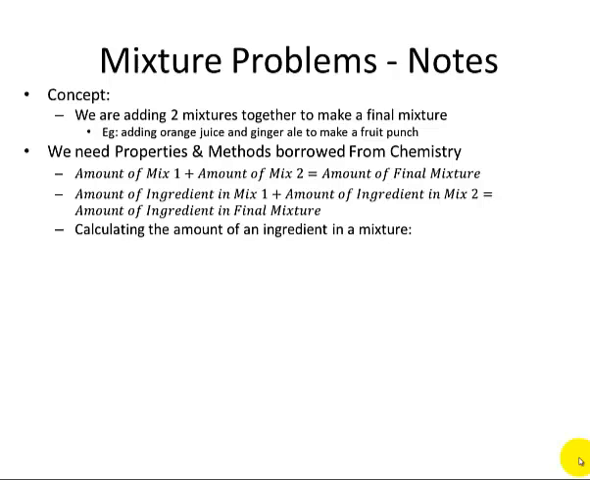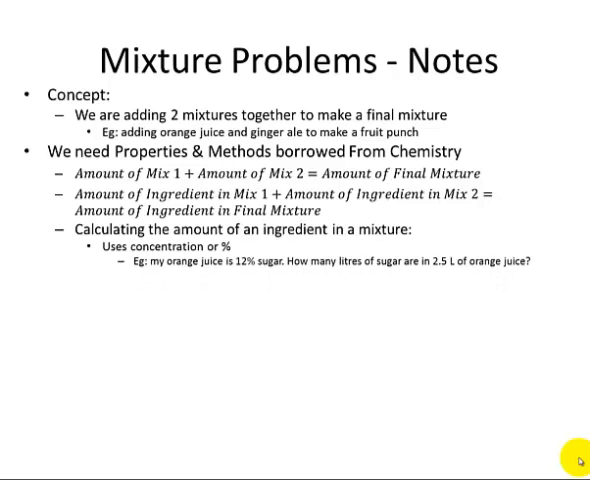To calculate the amount of ingredient in a mixture, again we're borrowing from chemistry, and we're going to use concentration or percentage. For example, in the orange juice it would be a certain percentage of sugar. As an example, my particular orange juice is 12% sugar. So if I have 2.5 liters of orange juice, how many liters of sugar are actually in that 2.5 liters? Well, it's a simple calculation. All we need to do is change our percentage to a decimal and multiply it by the volume of the liquid we have, which is the 2.5. You can see that 0.12 times 2.5 is equal to 0.3 liters of sugar in the orange juice.